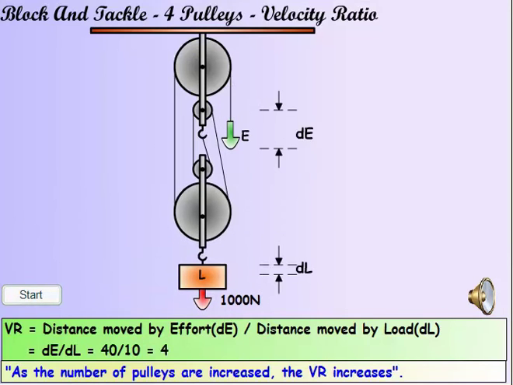With 4 pulleys, the tension in each rope is 1/4 the total load, which means you apply an effort equal to 1/4 the load. But the distance you have to apply the effort through is 4 times the distance the load is moved by.